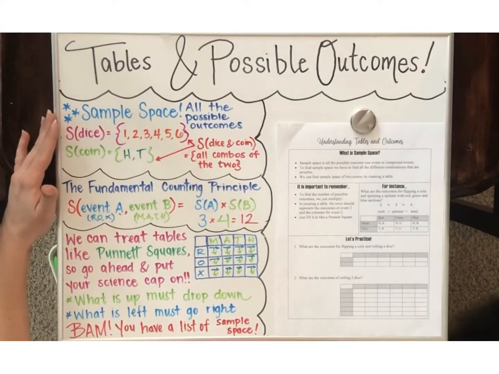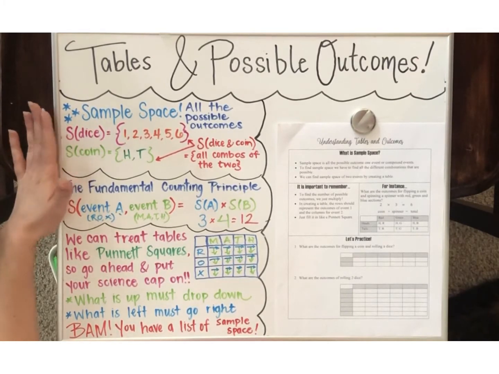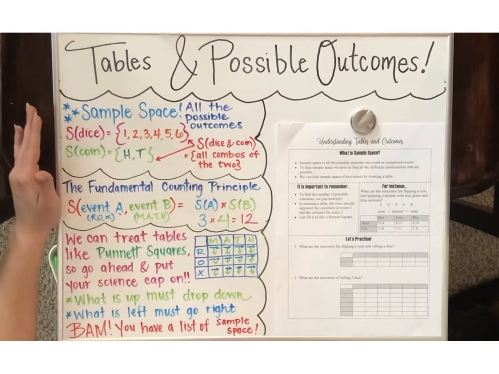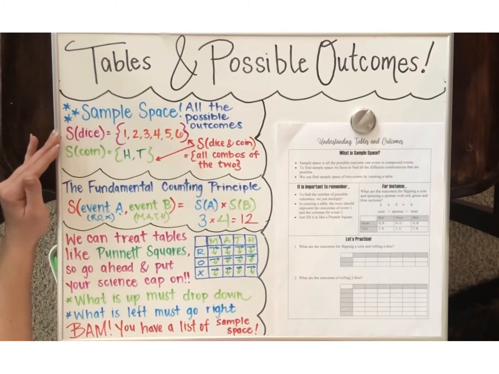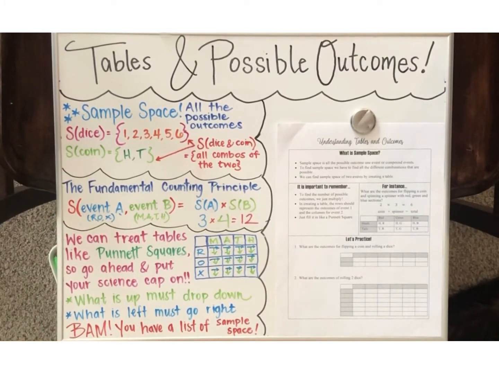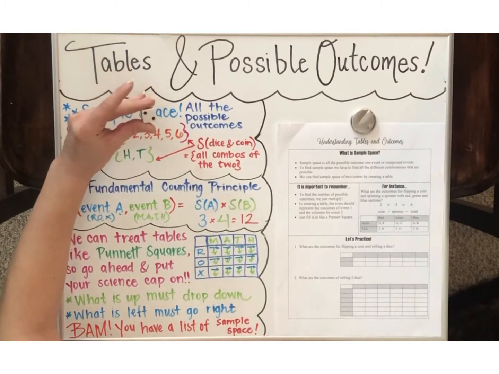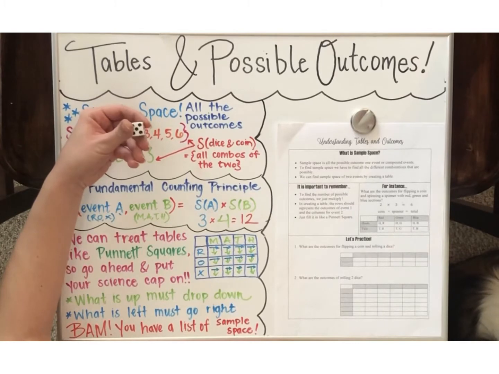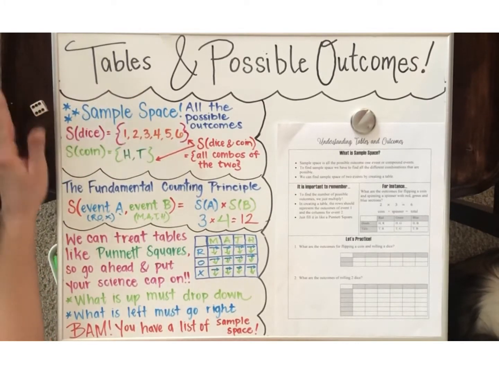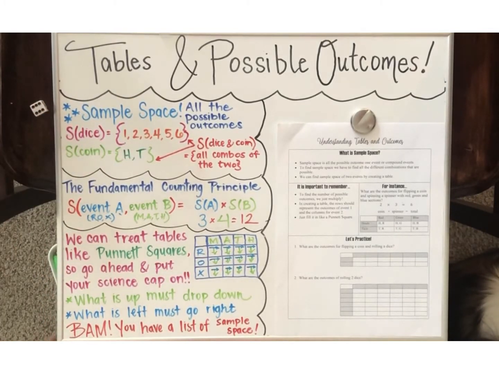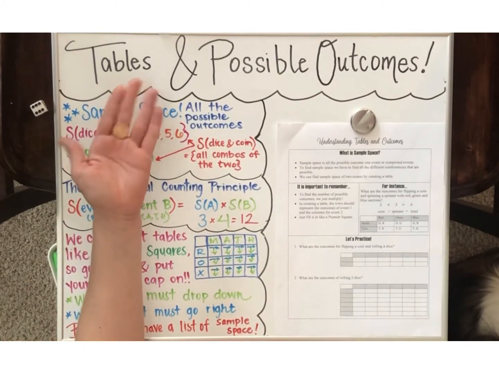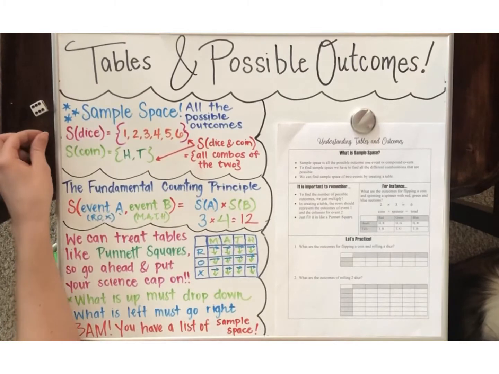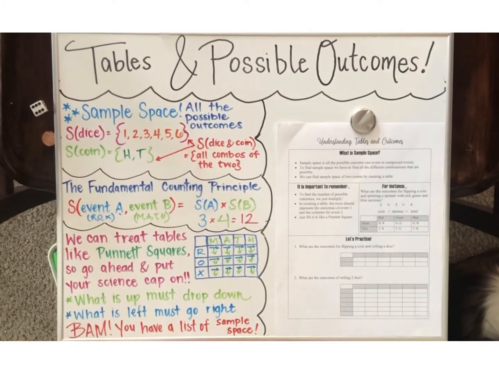So sample space, it's not complicated. All it is, is a list of all the possible outcomes of a certain event. So let's say you're rolling a dice. Your sample space would be 1, 2, 3, 4, 5, and 6. It's just all the numbers on that dice. Then if you were to flip a coin, you could either get heads or tails. And that is your sample space for both of those.